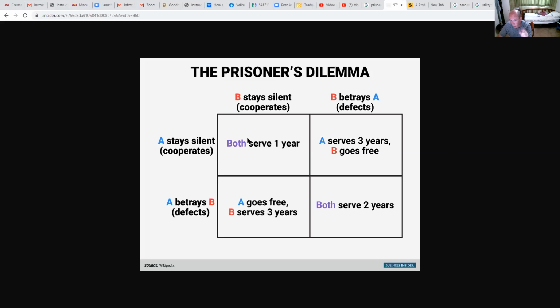Either you'll serve 1 year, or if you stay silent and your partner takes the deal from the police and makes the statement, now you're serving 3 years. He's pinned it all on you. You're serving 3 years, he's gone free. Good for B, not so good for A, right?